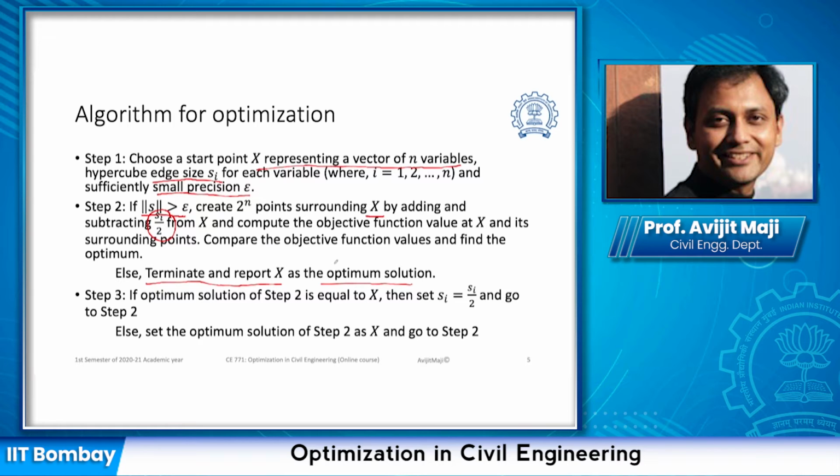So once we have developed the hypercube and evaluated the objective function at the 4 corners as well as at the center and found the best possible solution, then we move to step 3.